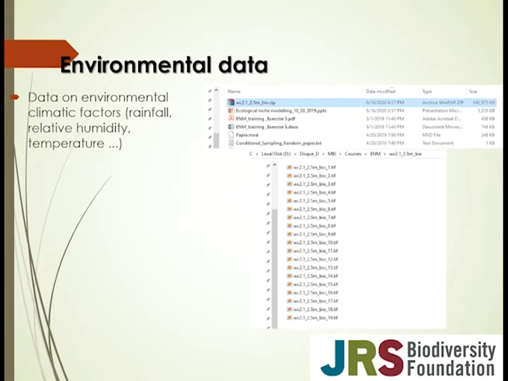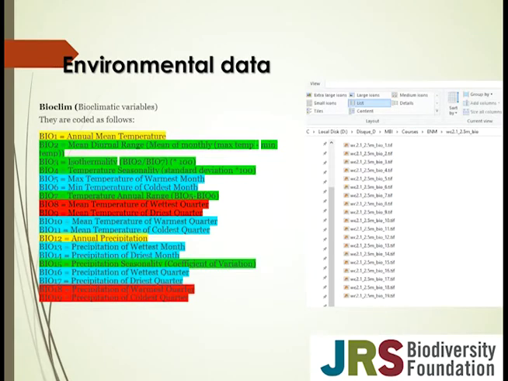When talking about the 19 bioclimatic variables, when you download them, it looks like this, what you have on the figure on the right side. You have variables bio 1 to bio 19 from the site. What are those variables? Just a quick explanation. Bio 1 is the annual mean temperature.